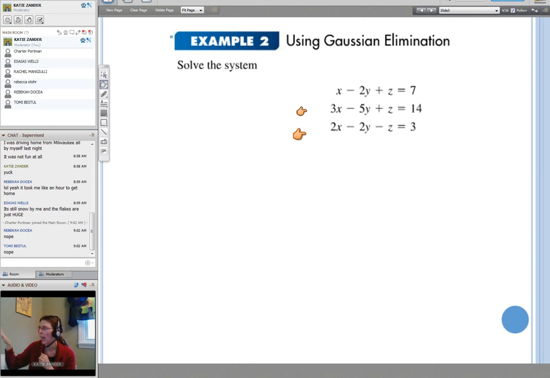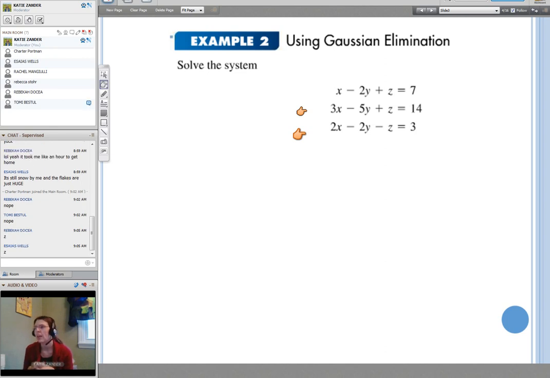Taking a look at the system there, which variable is going to be the easiest to eliminate? So the least amount of work possible needed to get rid of the variable. Yeah, I would agree, z for sure. So we have decided we're going to try to eliminate the z. Now we have to take 2 equations at a time. So I'm going to group equation 1 and equation 2 together, and I'm only going to look at those 2 equations.